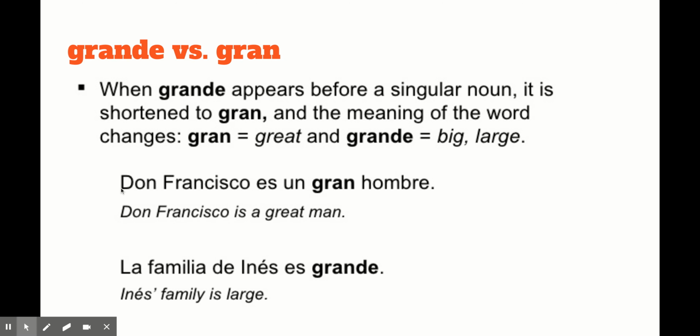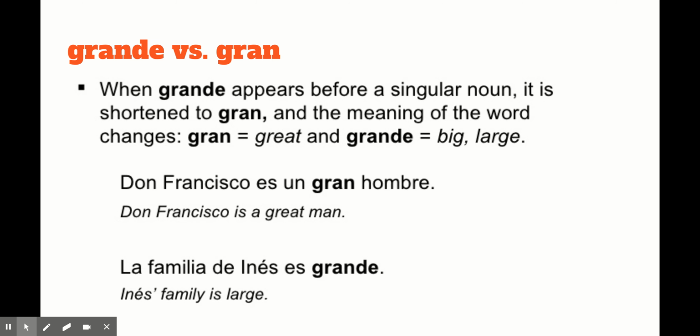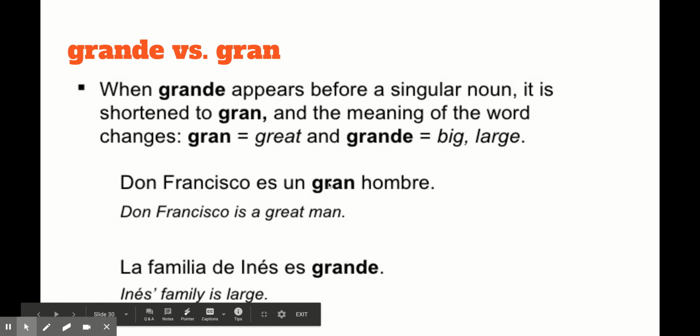So if I were to say, Don Francisco es un gran hombre, I'm not saying Don Francisco is a big man. I'm saying he's a great man. Okay. Gran coming before the adjective here. So notice the difference between that and this. La familia de Inés es grande. Inés's family is large, right? Large in this case, great in this case. Great meaning good individual, right?